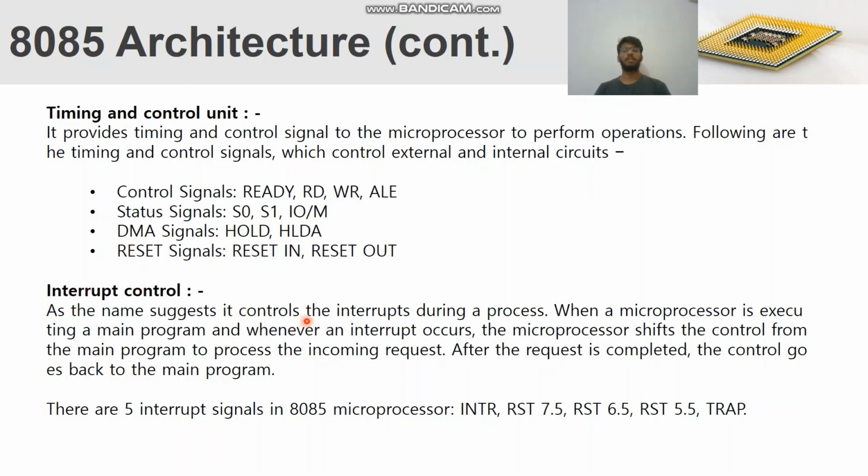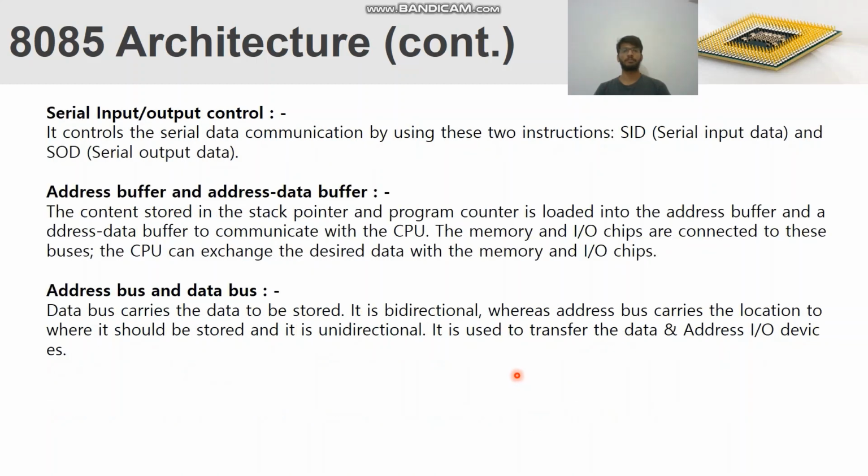Next is interrupt control. It controls the interrupts during a process. When a microprocessor is executing a main program, whenever an interrupt occurs, the microprocessor shifts the control from the main program to process the incoming request. After the request is completed, the control goes back to the main program. And there are 5 interrupt signals in the 8085 microprocessor, which are INTR, RST 7.5, RST 6.5, RST 5.5, and TRAP.